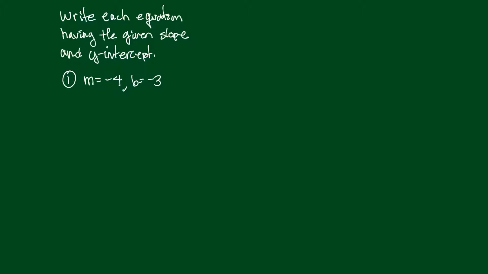So in this set of three problems, what we want to do here is write the equation of the line that has these characteristics. So it has slope -4 and y-intercept -3. So what do we have? Well, we have the slope and the intercept. So let's start here with the slope-intercept form. Y equals mx plus b.